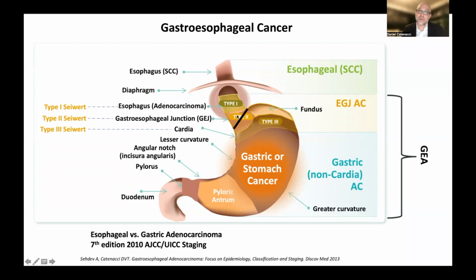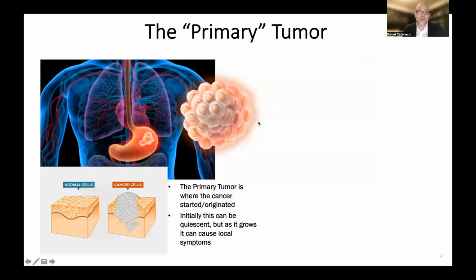So 1 centimeter above or 2 centimeters below is referred to as a GE junction cancer, whereas if it's in the cardia, it's a type 3, or in the distal esophagus, but not near the junction, an esophageal adenocarcinoma. So when we're talking about the primary tumor, what does that mean? It really means where the cancer started or originated. So in this example, it's in the stomach here in this picture. Initially, this can be quite quiescent, especially when it's really small, but as it grows, it can cause local and regional symptoms.